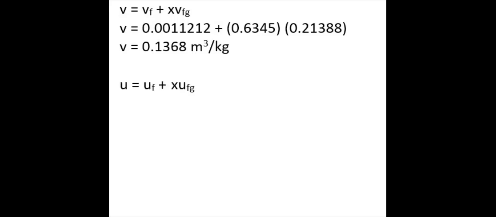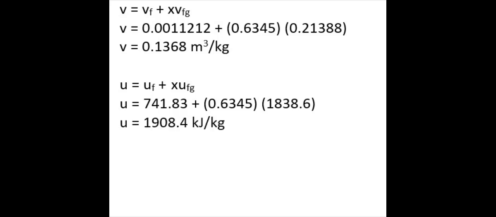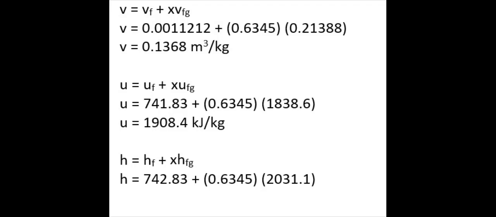To find the internal energy of the problem, use the formula UF plus X UFG. Substitute the values of UF, X and UFG. Then, solve for U, we have 1908.4 kilojoule per kilogram. To find the enthalpy of the problem, use the formula HF plus X HFG. Substitute the values of HF, X and HFG. Then, solve for H, we have 2031.6 kilojoule per kilogram.